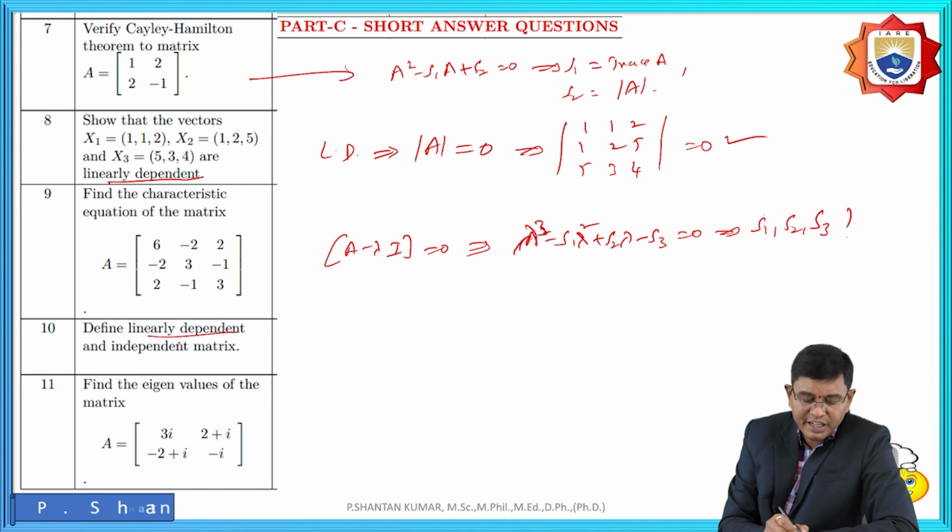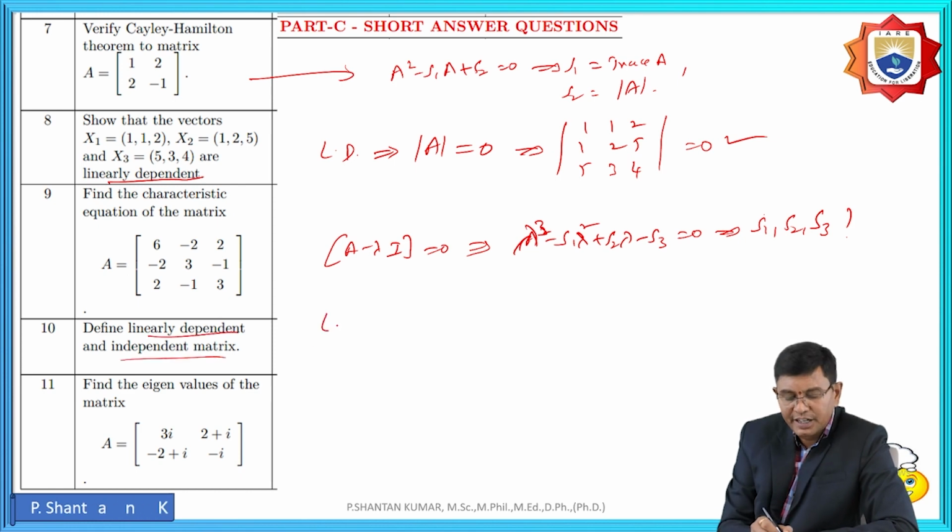Define linearly dependent and independent. Linearly dependent is nothing but the determinant of A is equal to 0. Linearly independent is nothing but the determinant of A is not equal to 0.